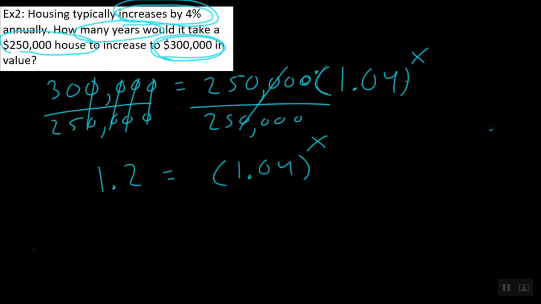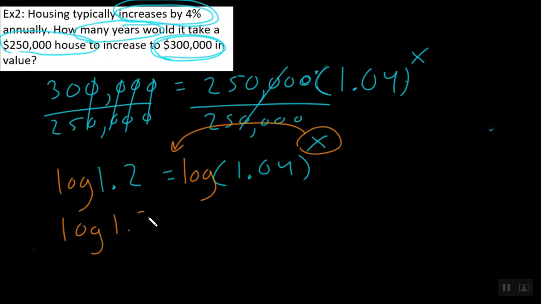Now notice that x is in the exponent. So in order to get out of the exponent, we actually have to take the opposite operation, or the inverse operation, of an exponent, which is a logarithm. So we're going to take the log of both sides. And remember, when you take the log of both sides, you get to take that exponent and bring it down. So I have the log of 1.2 is equal to x log of 1.04.